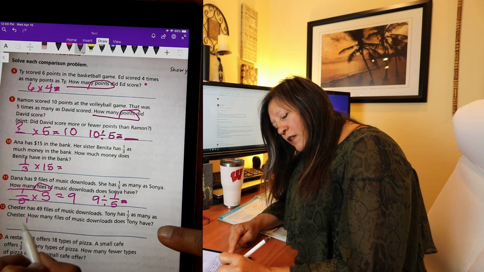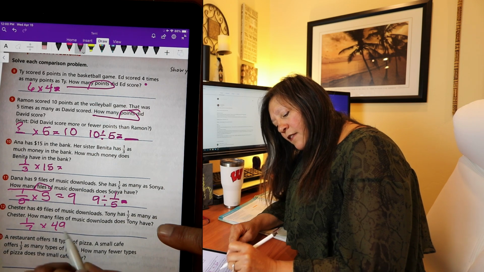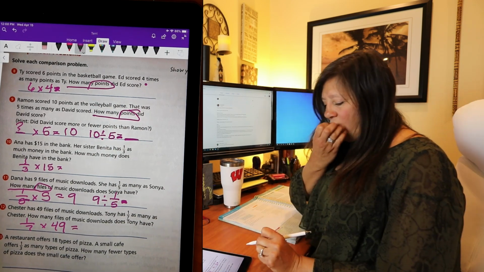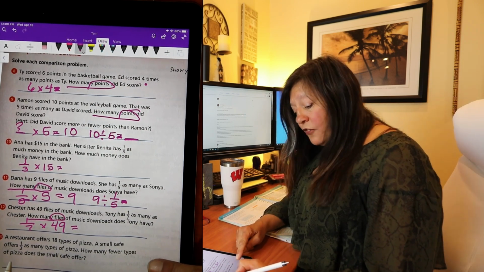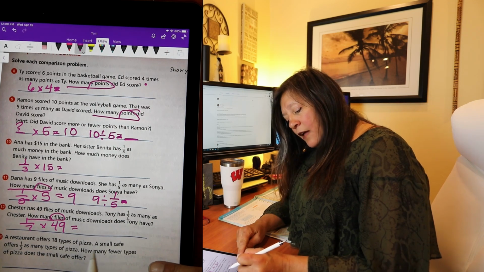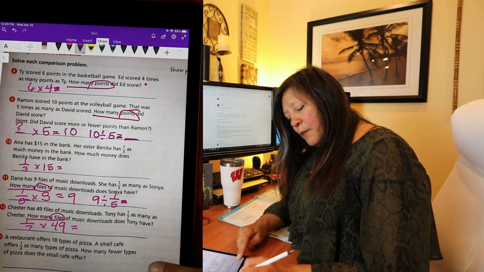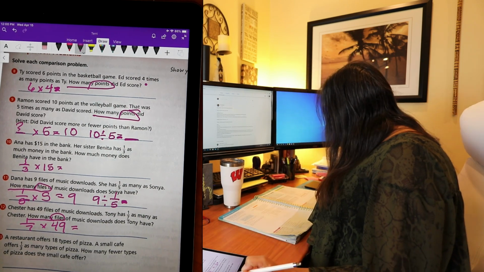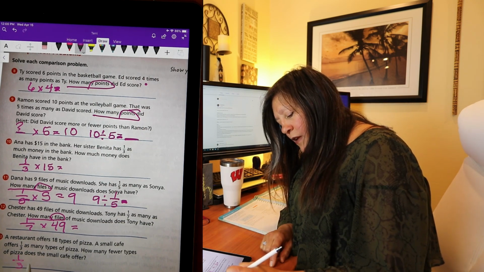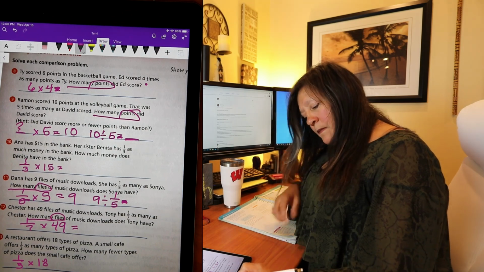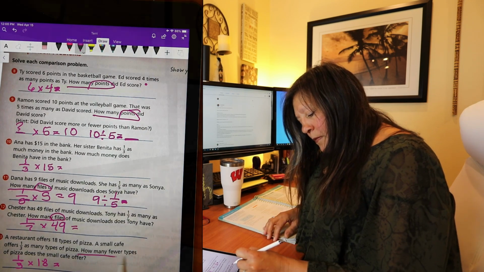So Tony has 1/7 of the amount that Chester has. So 1/7 of 49 to find out how many files Tony has. 13, a restaurant offers 18 types of pizza. A small cafe offers 1/3 as many types of pizza. How many fewer types of pizza does the small cafe offer? Okay, so it's 1/3 times the 18. And how many fewer types of pizza? Okay, there we go.